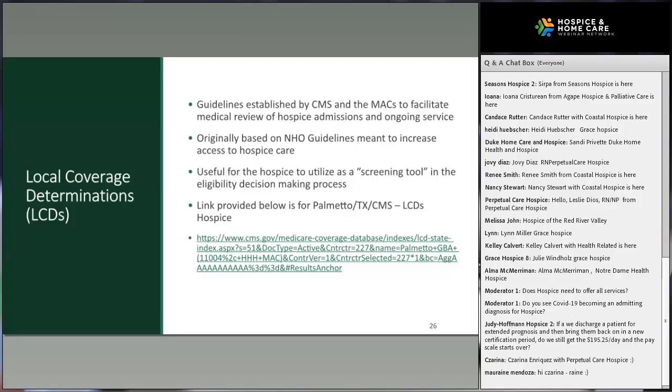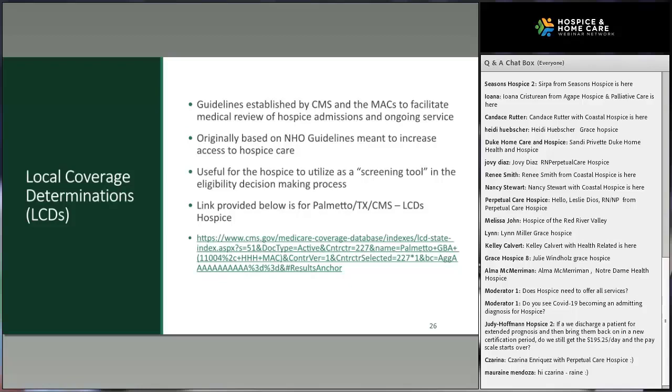Okay, great. Thank you so much. So you're going to hear me talk a lot about LCDs, which is local coverage determinations. And I believe LCDs are critical, and they are not nearly used enough in hospice to help new staff, regular staff, old staff, help with documentation. So LCDs are guidelines that were established by CMS and the MACs to facilitate medical reviews of hospice admissions and ongoing service. So they came up with this information so that they could do medical reviews.